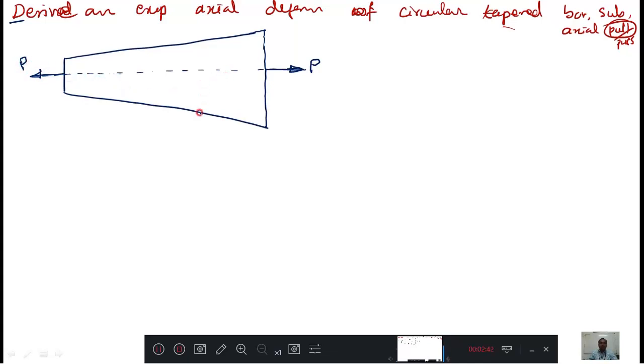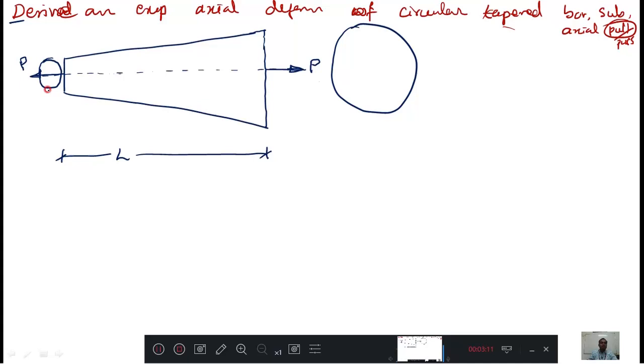Okay, and here the total length of the bar is L. Now, this is a circular tapered bar, which means if I see it in a front view or a side view, I will see the diameter as a circle like this, and if I look from this side, I will see the circle on this side. This means that this is a circular tapered bar.